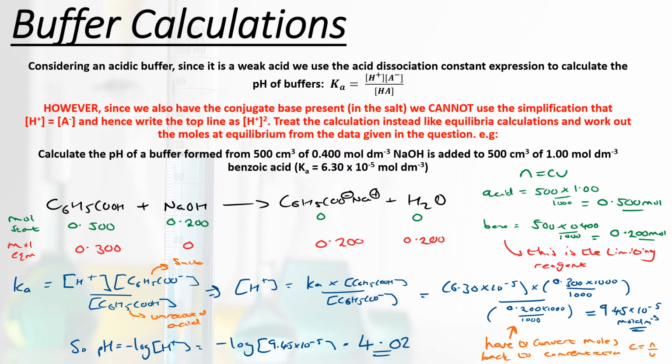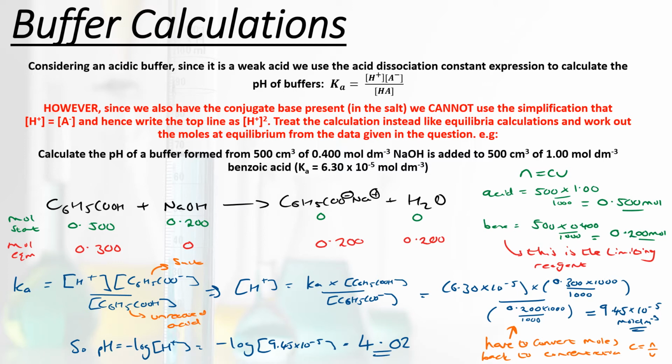Now the important thing is also to remember what the total volume of the solution is. So we've started off with 500 centimetres cubed of acid, 500 centimetres cubed of base. So when they're added together, the total volume of the solution is 1,000 centimetres cubed. That's another really key mistake that is often made, is that people don't consider the total volume of the solution. What is the total volume? It's when you've added the acid and base together.